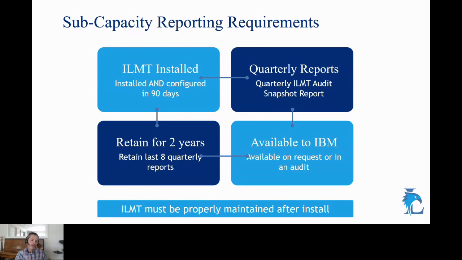Now, if you don't hit these 4 major areas, then you're out of compliance, and the automatic position is you revert back to full capacity. That's something to keep in mind here. You might think you're doing well and fantastic, but if you don't hit these 4 high-level criteria, you don't qualify for sub capacity licensing. Okay.